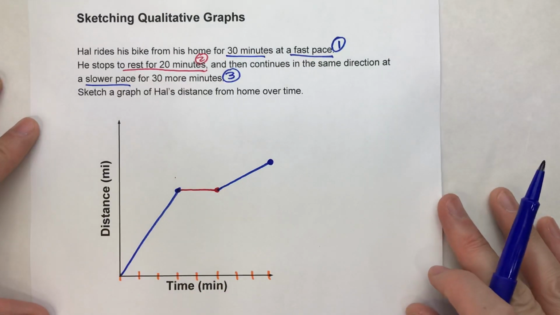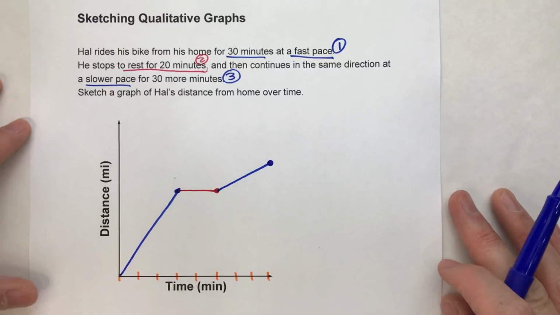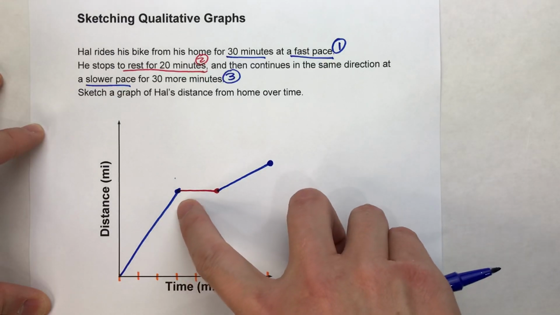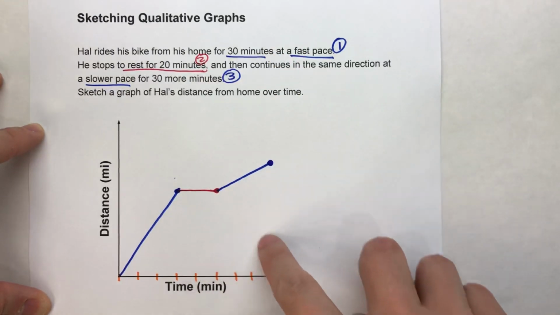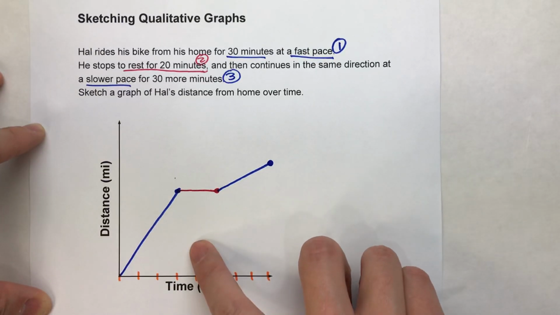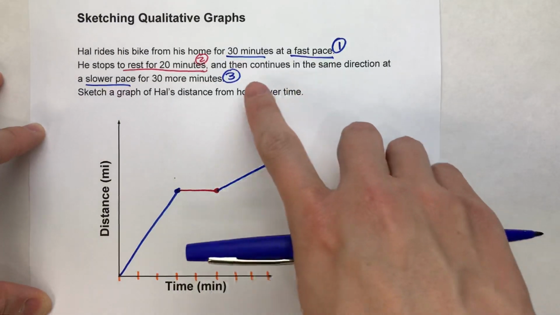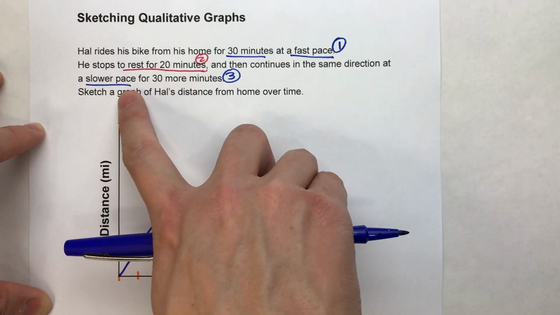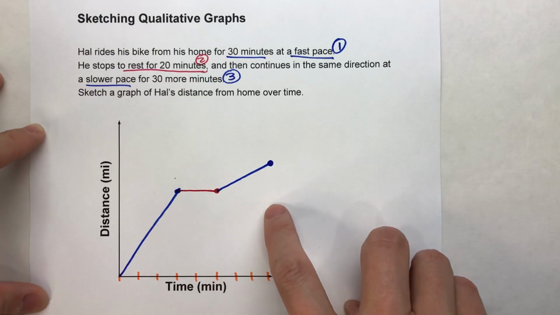All right? So that's the key to sketching qualitative graphs. Make sure you pay attention to whether it's increasing, constant, or in some cases decreasing. And then also pay attention to how steep you need to make your intervals. If it tells you it's fast, you know it's going to be steep. If it tells you it's slow, you know it's going to be a little flatter.